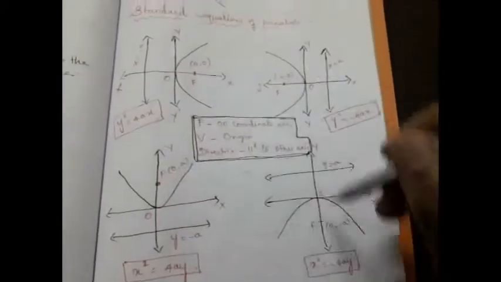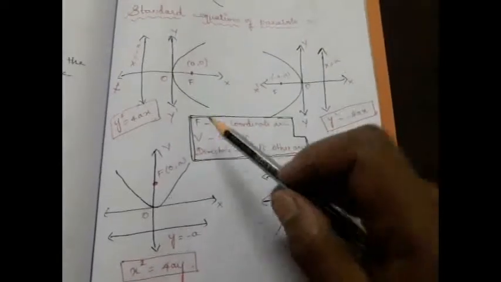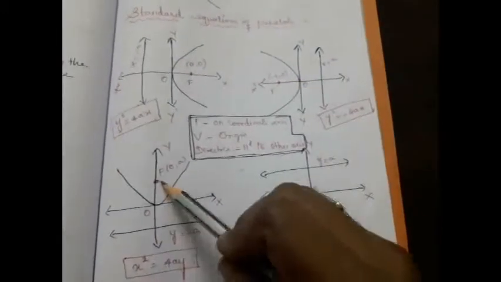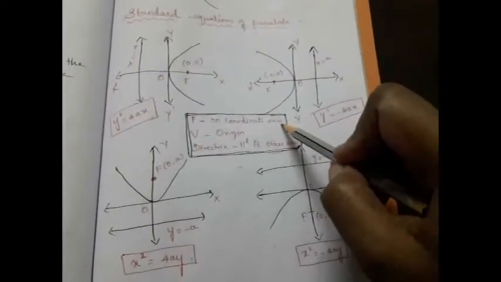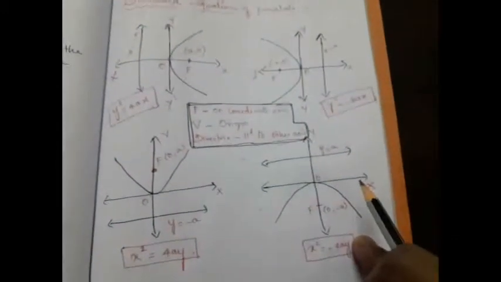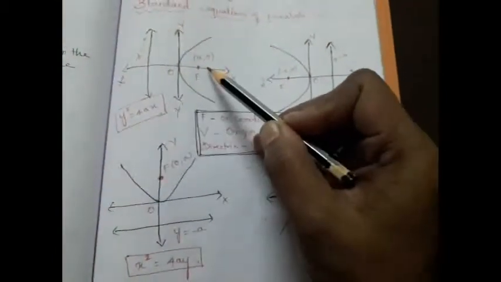All these four standard equations are derived when the focus is on a coordinate axis. Here the focus is on the x-axis. In these two, the focus is on the y-axis. So the focus is on one of the coordinate axes and the vertex is at the origin. In all these four cases, the vertex is at the origin, and the directrix is parallel to a coordinate axis. When you correlate the equation with the focus and the directrix, you should know how to obtain it.